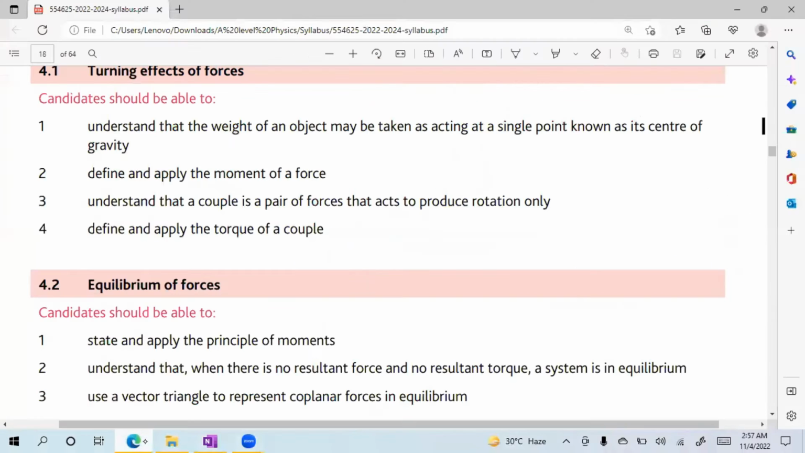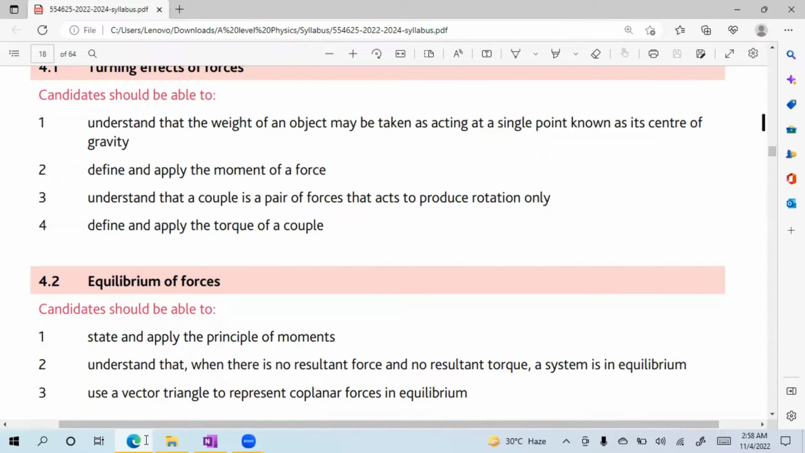The same. So we have talked about that weight of an object may be taken as acting at a single point known as its center of gravity. We have talked about define and apply the moment of a force. We are going to start with couple. Understand that couple is a pair of forces that acts to produce rotation only. And we'll also talk about define and apply the torque of a couple. हम इसमें भी बात करेंगे, ठीक है? We'll see how torque is different from the moment, right?